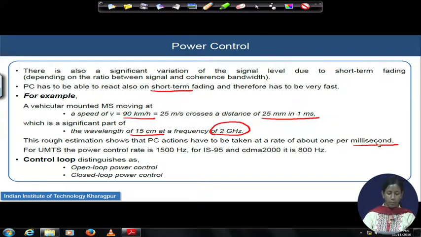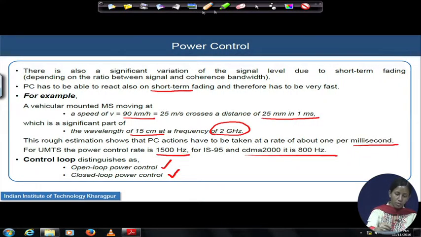And here are a few examples of the rate at which we do the power control in IS-95 and in CDMA 2000, the two famous CDMA networks. There are two different types of power control loop we will discuss now: one is the open loop power control, and the other is the closed loop power control. Let us visit.